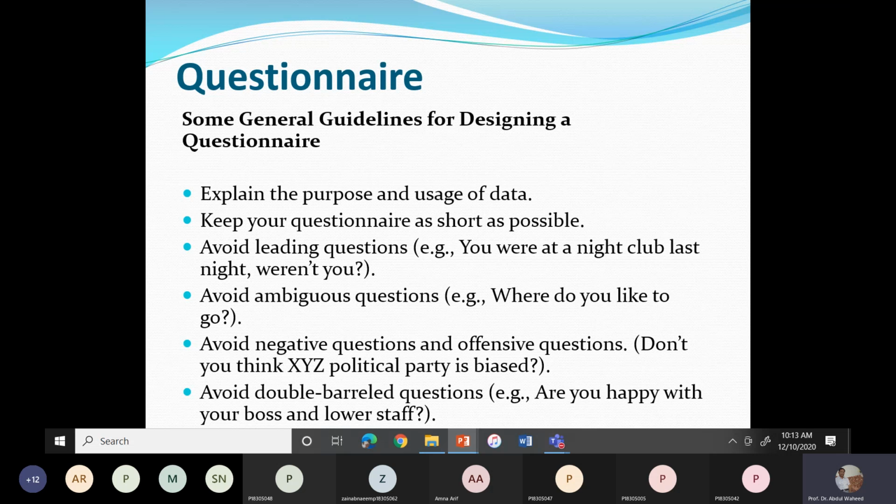And you have to avoid double-barreled questions. In some questions there are two questions, and that would be a double-barreled question. Again it would be a trouble for the respondent how to answer it. Like, "Are you happy with your boss and lower staff?" Now there are two questions in this question. Maybe that person is happy with the lower staff but not happy with his boss. So if the answer is yes or no, yes is for what? For the boss or lower staff? So we have to avoid double-barreled questions.